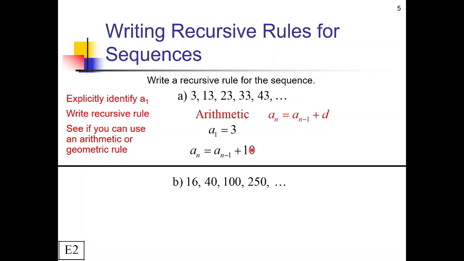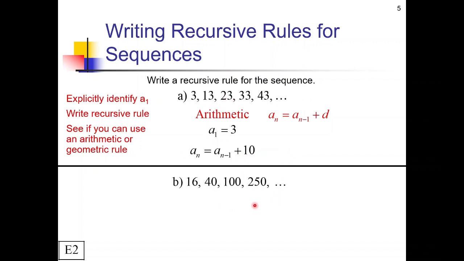And that's it. And if you test this out, if I want to find a sub 2, that would just be a sub 1 plus 10, so that would give me 13. A sub 3 would be a sub 2 plus 10. 13 plus 10 gives me 23. So it works. You can very quickly see that these work.